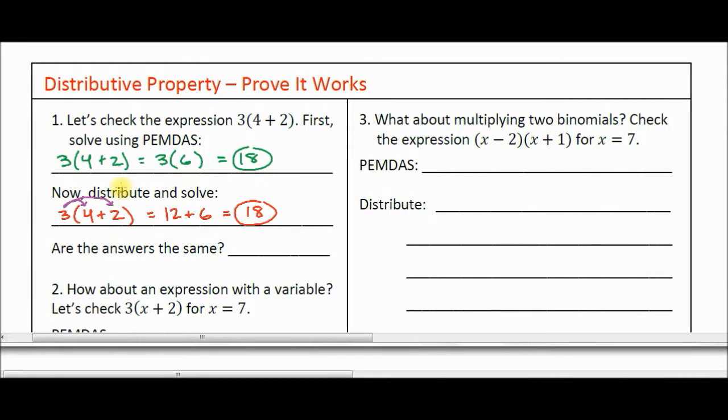And I can guarantee you can write this expression any way you want to: a bunch of parentheses with a whole bunch of adding and subtracting, lots of different coefficients in front of the parentheses. Whether you use PEMDAS or the distributive property, you're going to get the exact same answer. So are the answers the same? Yes. Is this enough proof? Well, maybe not. Let's do a few more and see. But you're seeing where I'm going with this. I want you to see that we can show the distributive property comes up with the same result as our normal PEMDAS way of solving expressions.